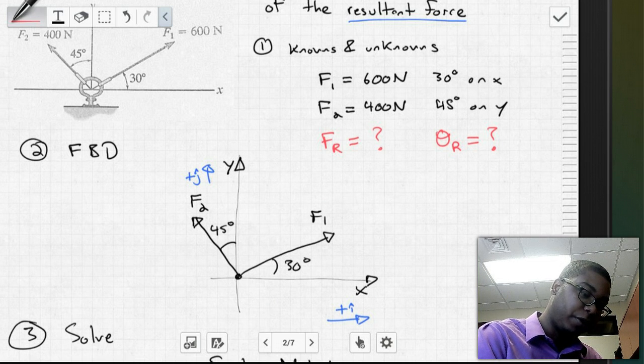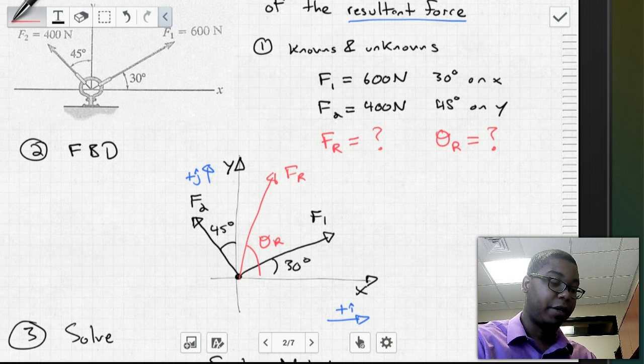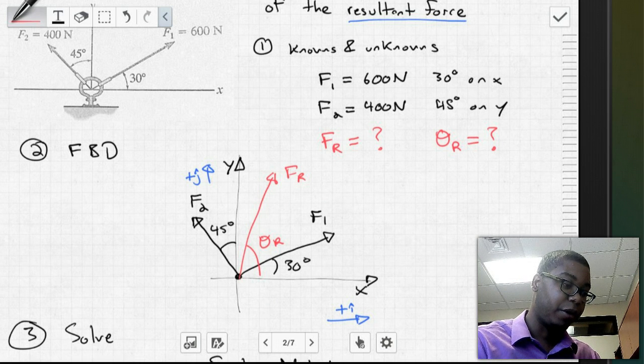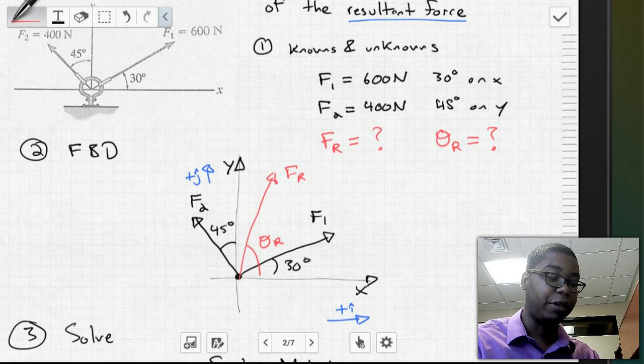And then we can also draw our resultant force, our unknown, as well as the angle that is associated with it. In this case, I assume that the resultant force is in the positive x and positive y quadrant of the coordinate system, due to F1 having a larger magnitude and a little bit of angular information about it. But I could be wrong, and we'll prove that by determining the x and y components of Fr.